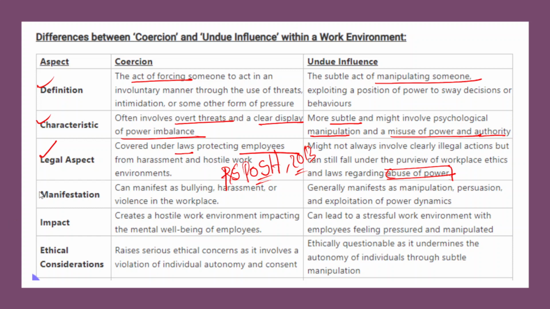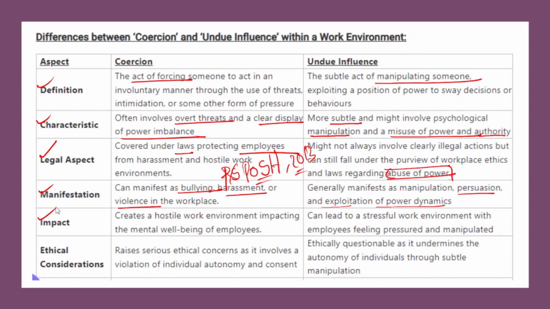Next, manifestation is the next aspect. Of course, coercion also involves aspects like bullying, harassment, or violence in the workplace. And undue influence involves a clear manipulation. It involves persuasion, either positive or negative, and even the exploitation of existing power dynamics. There is a hierarchy in any organization or institution, and in a hierarchy there are power dynamics. Those power dynamics are exploited.